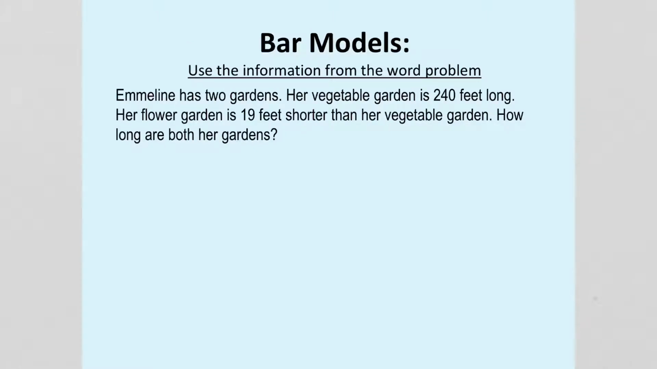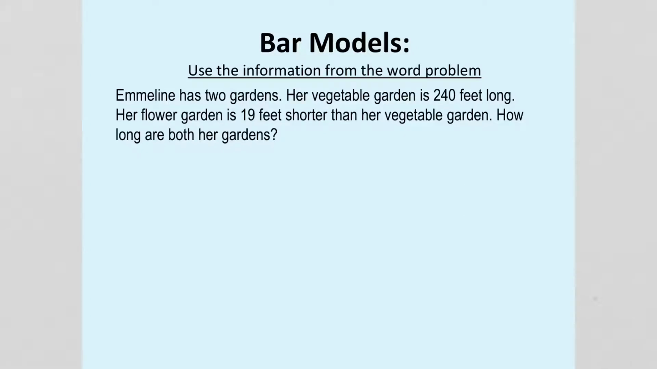We've done bar models before when we were doing addition and subtraction. It's kind of the same, except now we're including inches or feet. Let's read the problem. Emmeline has 2 gardens. Her vegetable garden is 240 feet long. Her flower garden is 19 feet shorter than her vegetable garden. How long are both her gardens?